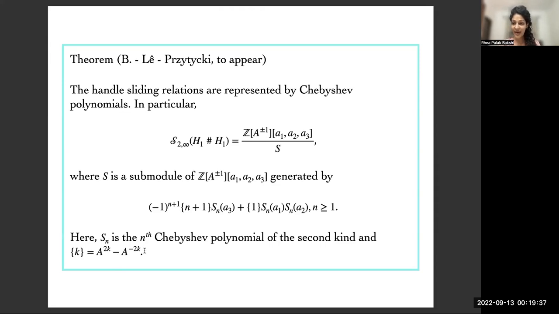And this is a rather surprising connection that Chebyshev polynomials have with KBSMs, because Chebyshev polynomials are polynomials which are related to trig functions, and you would not think that they could be related to such a topological construct in Skein modules, but they are. So this is work in progress, and it should appear soon.